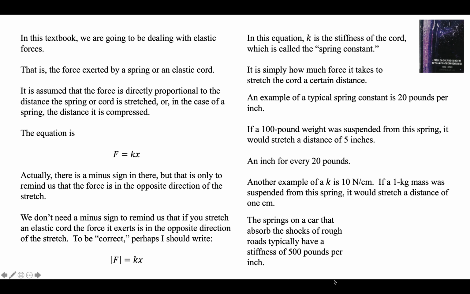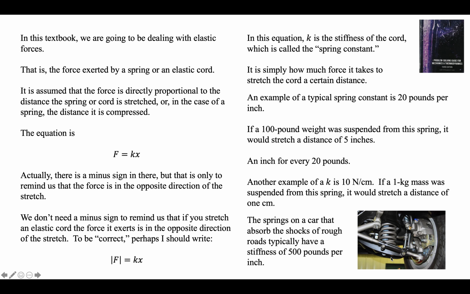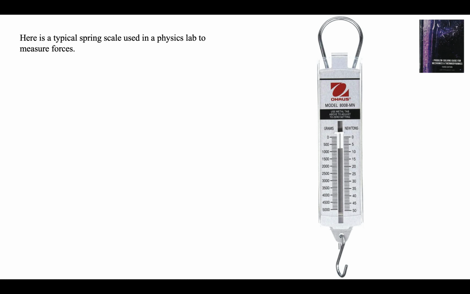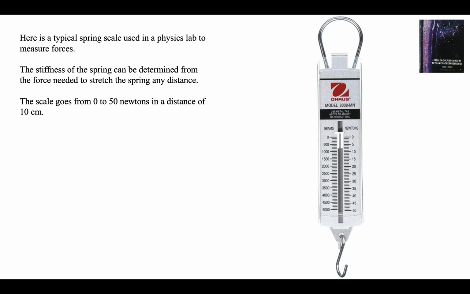The springs on a car that absorb the shocks, the suspension, right there, it's about 500 pounds per inch, right? That's a stiff spring. In physics lab, we have springs like this. Once again, to get the stiffness, we look at the force it takes to stretch it a distance. If we look at the scale here, it goes from 0 to 50 newtons in a distance of about 10 centimeters. 50 newtons in 10 centimeters, the stiffness is 5 newtons each centimeter. K is 5 newtons per centimeter.